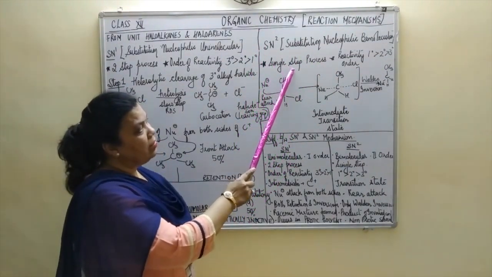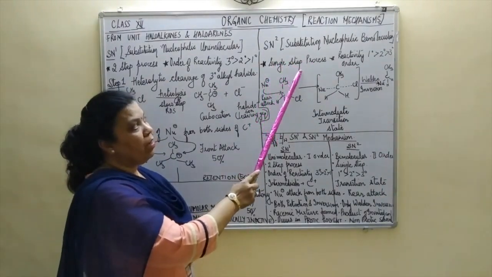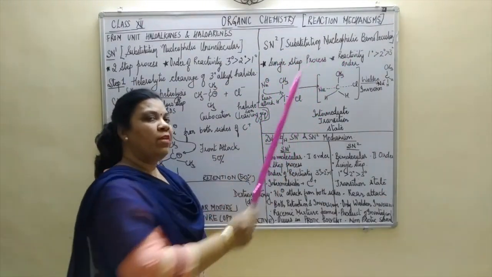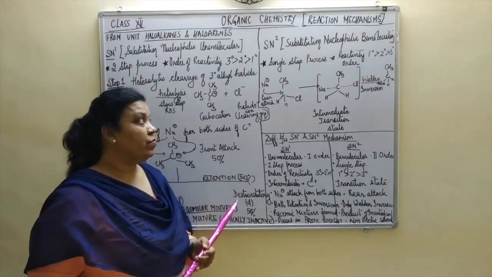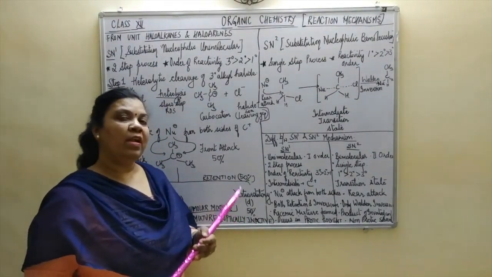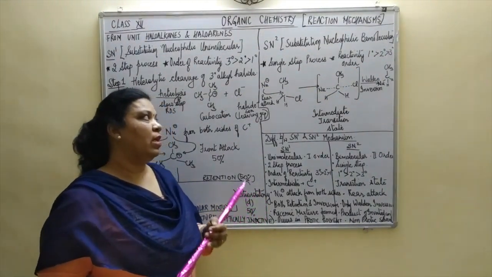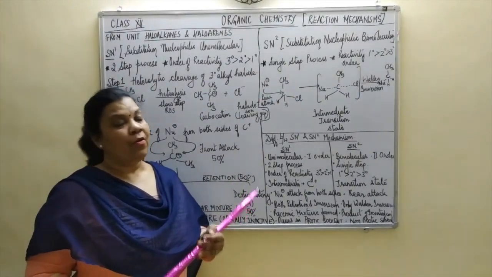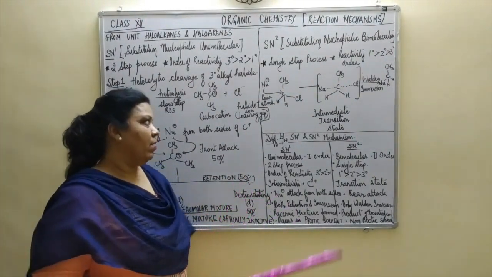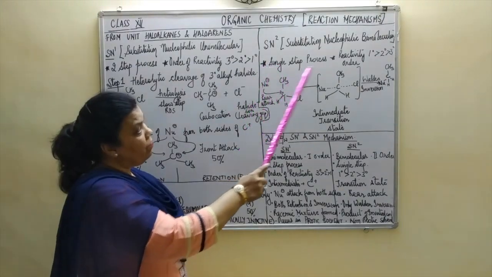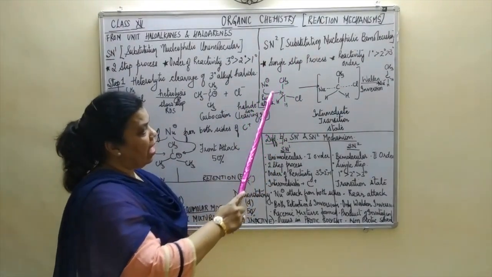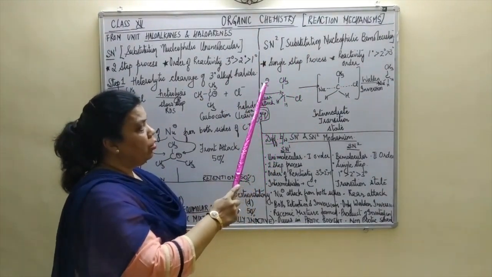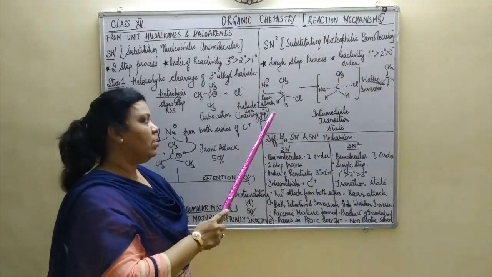It is a single step process, occurs in only one step. The order of reactivity for alkyl halides towards SN2 mechanism is 1 degree more reactive than 2 degree than 3 degree. Why so? We are going to discuss in a short while. In case of SN2 mechanism, which is actually a single step, the nucleophile attacks from the rear side.